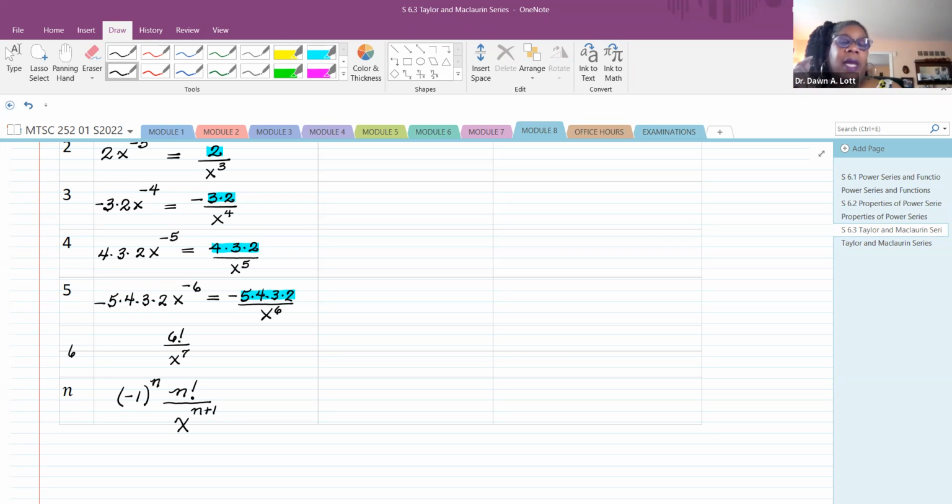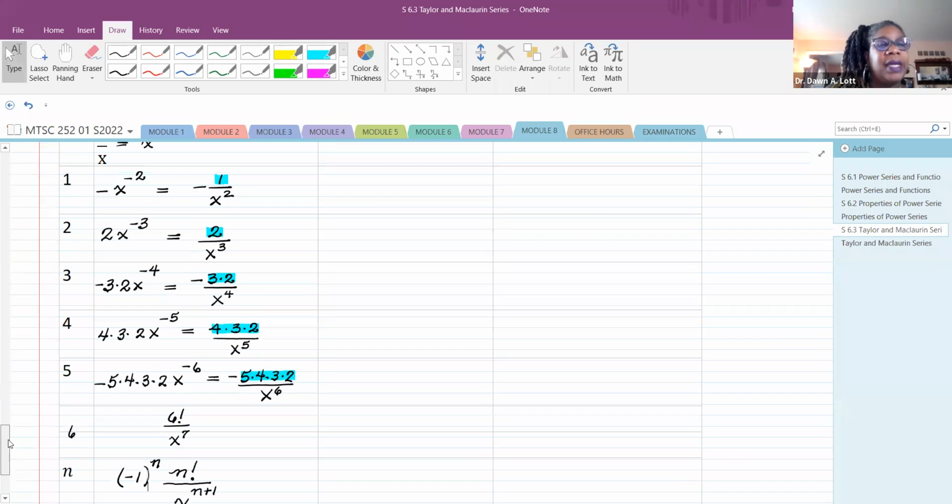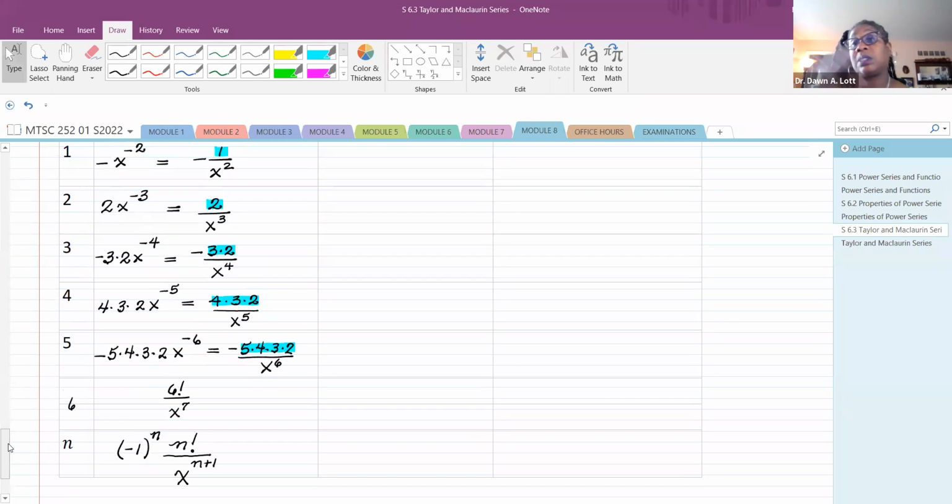As I did this over and over again, remember I told you don't multiply it out, because when you multiply it out, you miss the factorial. So I clearly see that I'm going to get 6 factorial over x to the 7th. And if it was a general n, it would be n factorial over x to the n plus 1. Any questions so far?